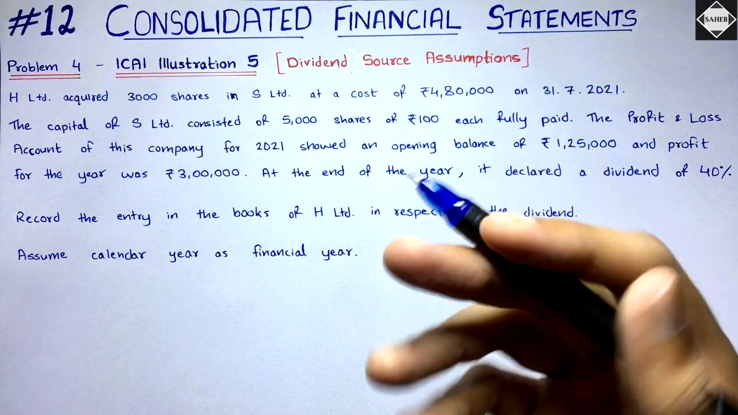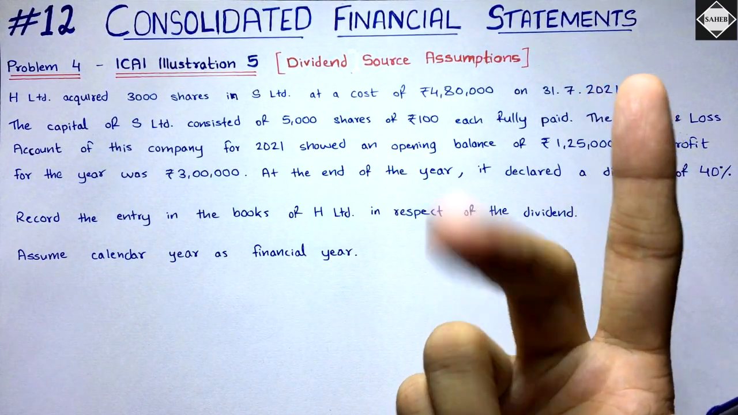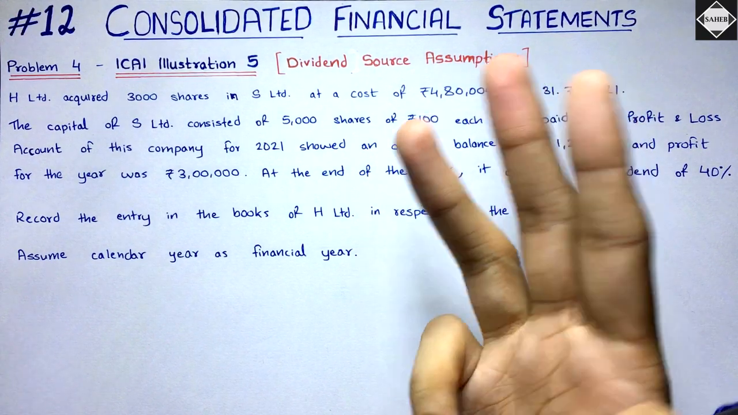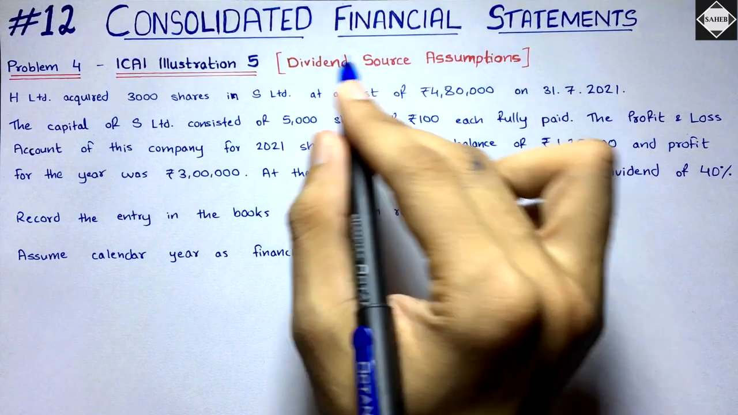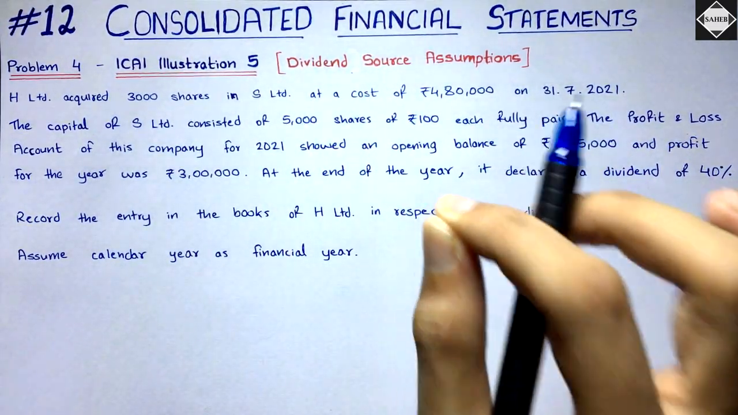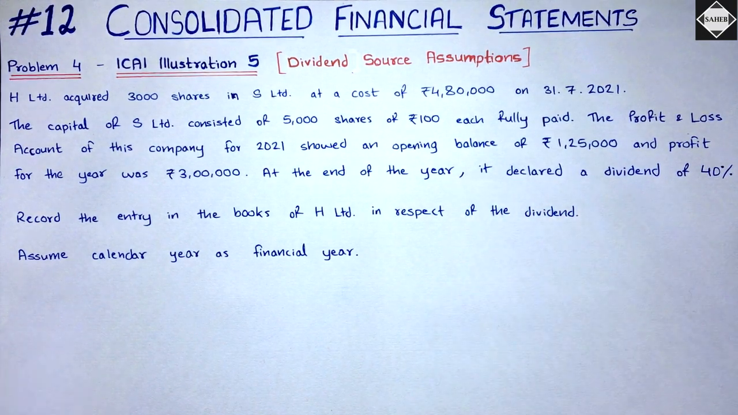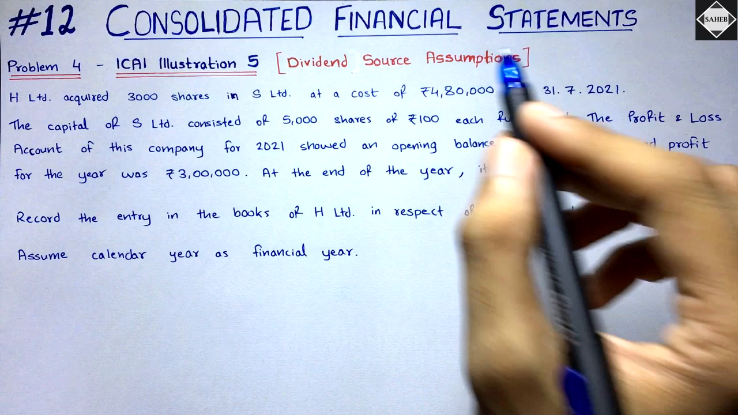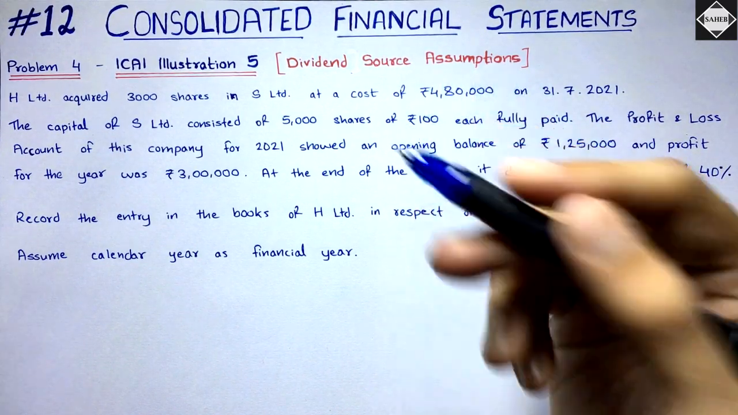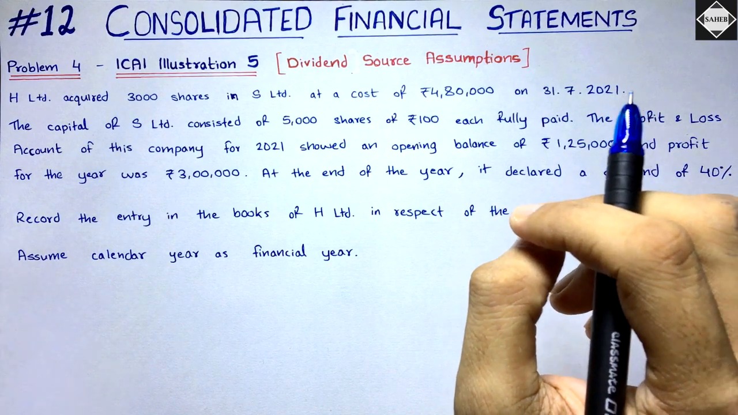We need to know that whenever we have a dividend in the question, we need to know whether it's a pre-acquisition dividend, a post-acquisition dividend, or both in proportion. And we will get to know that only when we know the source of the dividend. If the question tells you directly the source of the dividend, then you can easily classify it. But if the question is silent, then you have to make assumptions. What are the assumptions and how will we do that? That's what we are going to understand mainly in this video.